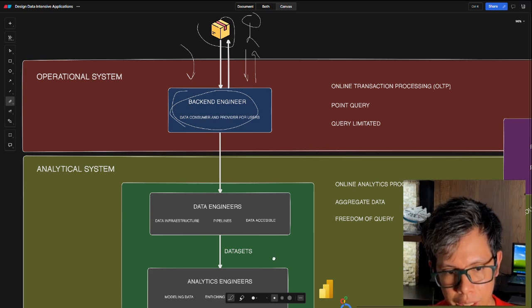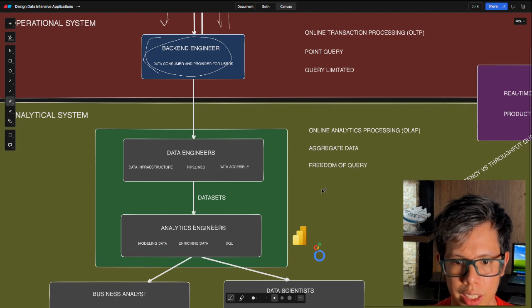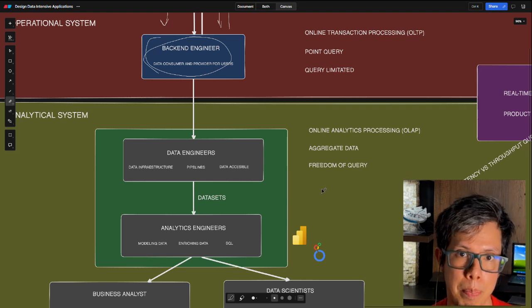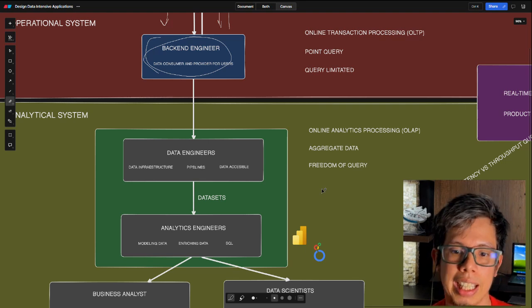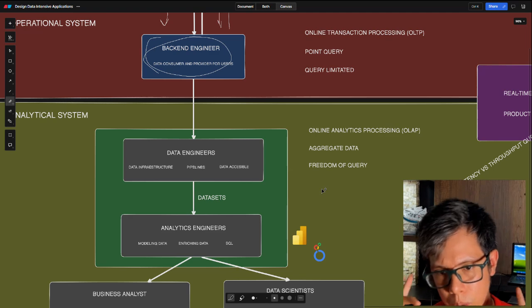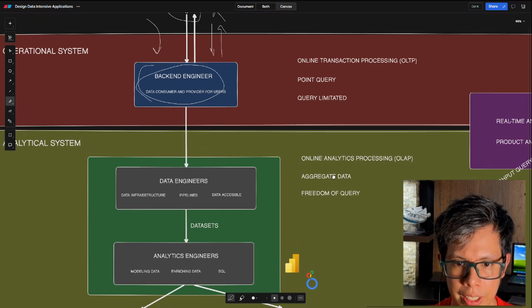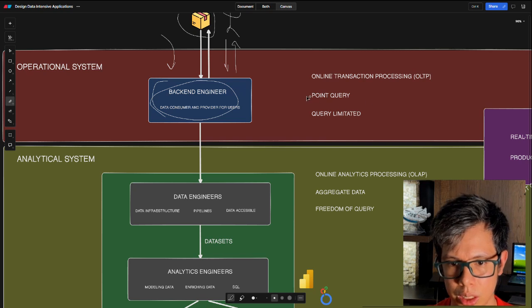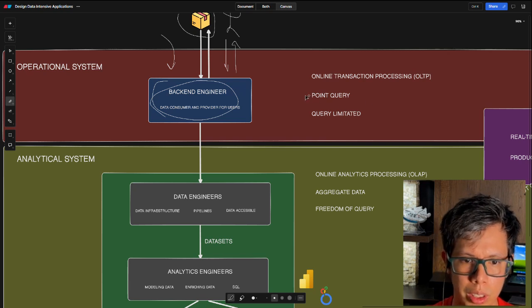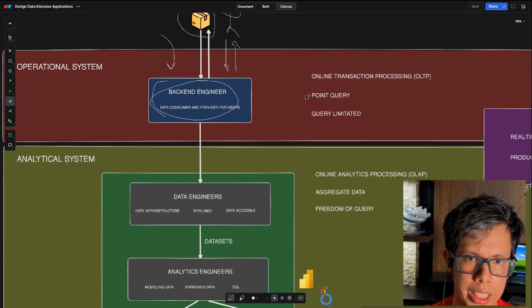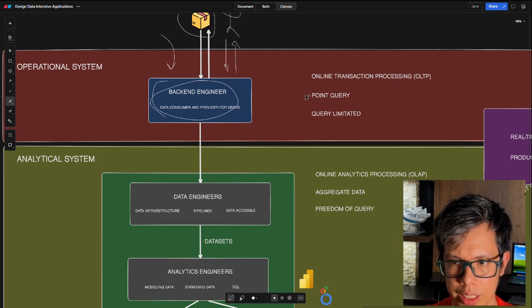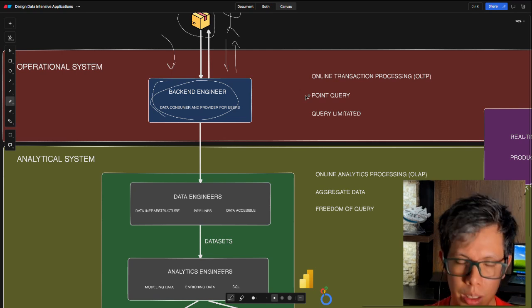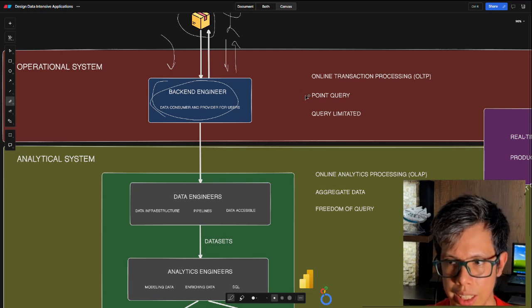But in the case of the analytic system, it's called OLAP, or online analytic processing. Okay, take note of that. You have to know the concept, and you have to know that the operational system works with point queries, like only a single query to manipulate or get the data. It's dynamic and very fast. The idea is to be fast and small.